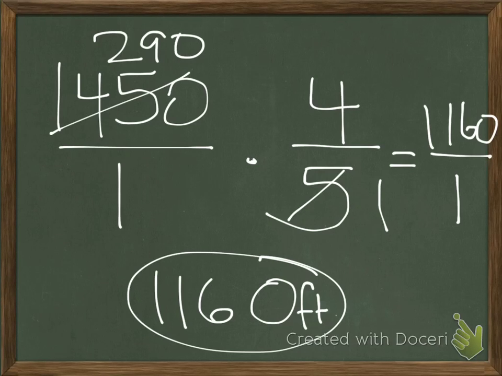And that concludes lesson 3.3 in pre-algebra on multiplying rational numbers.